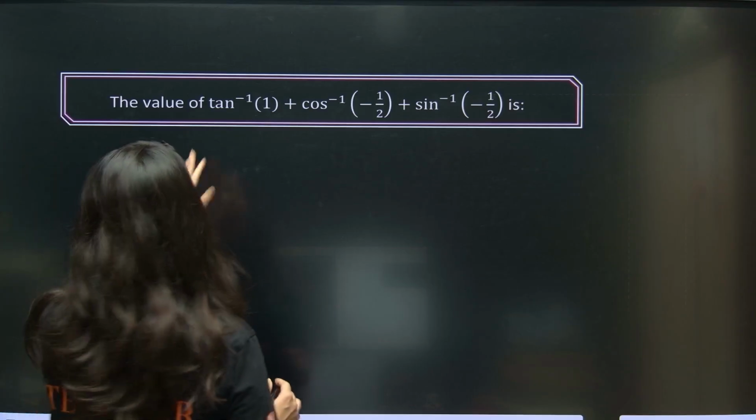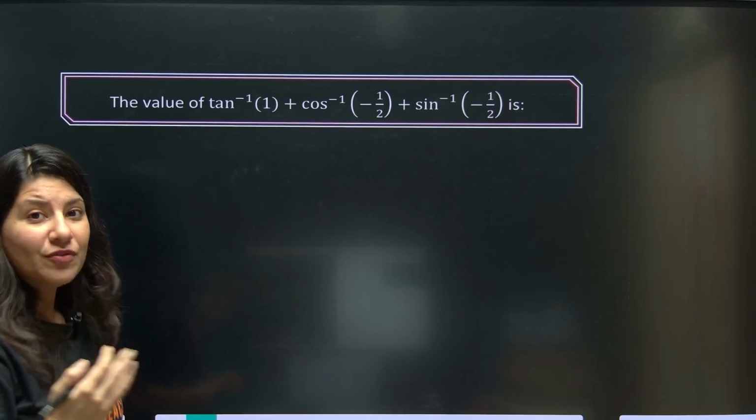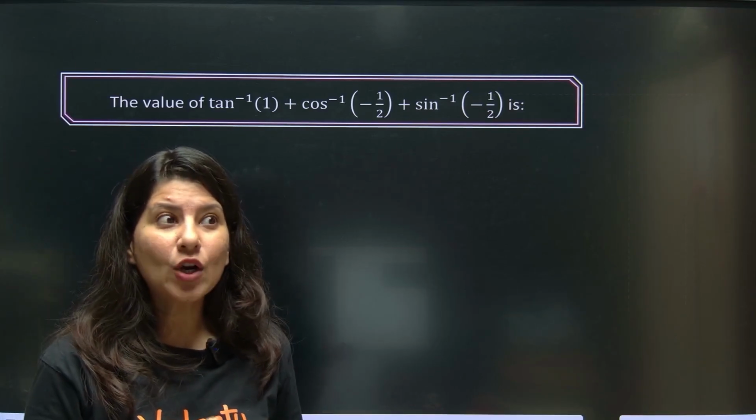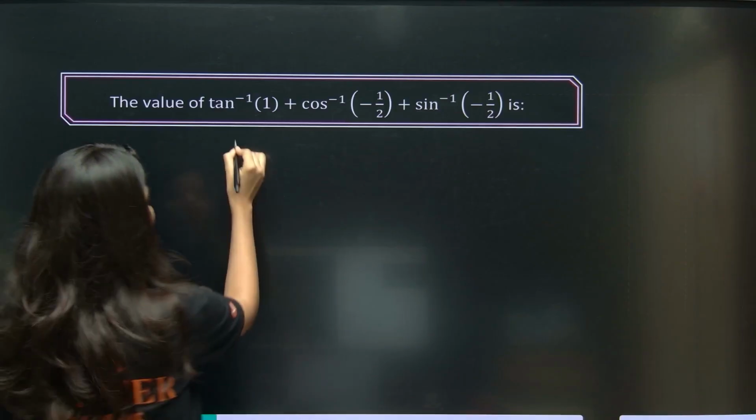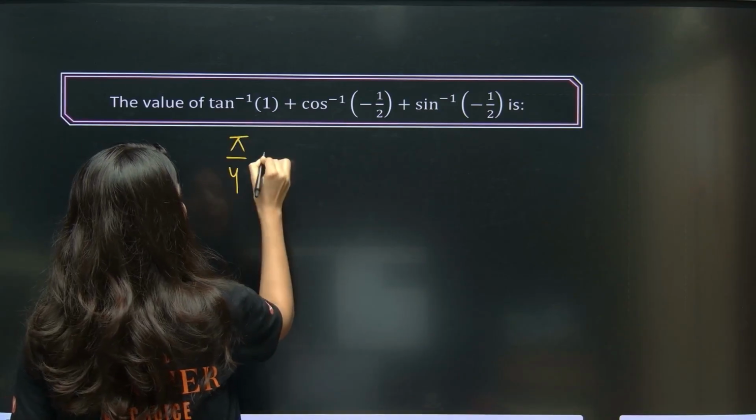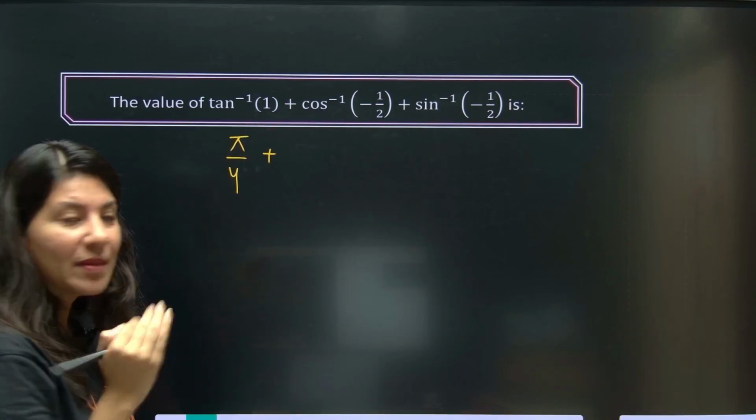Shall we solve? So, tan inverse 1. You need to figure out when exactly your tan theta is 1. Ma'am, tan theta is 1 when theta is pi by 4. See, the output is an angle. Please make sure.